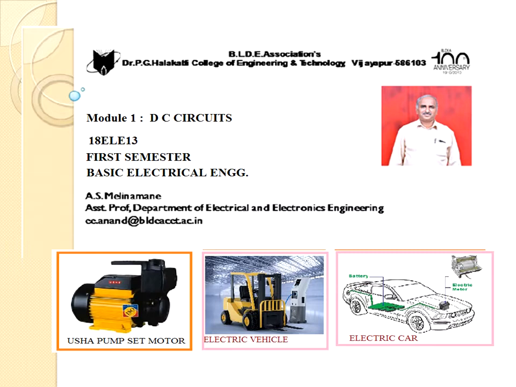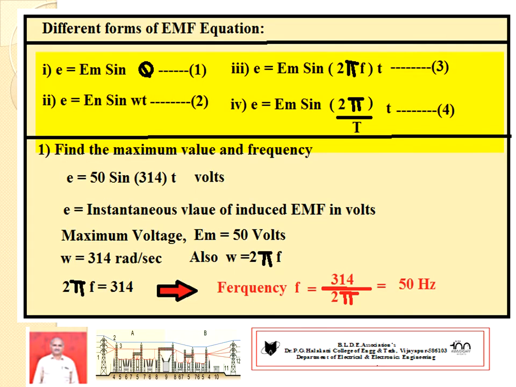Okay, now we have to go for different types of problems depending upon the induced EMF, that is, the instantaneous induced EMF expression. The different forms of the EMF equation, E equal to Em sin theta, is the main expression. Different forms are obtained by substituting theta equal to omega t, omega equal to 2 pi f. So what are the different forms available? We have to glance at them one by one.